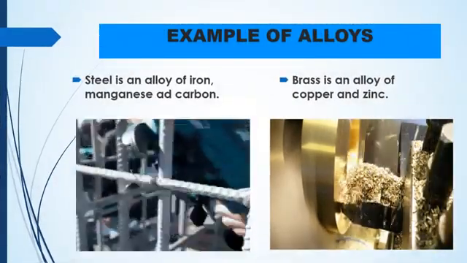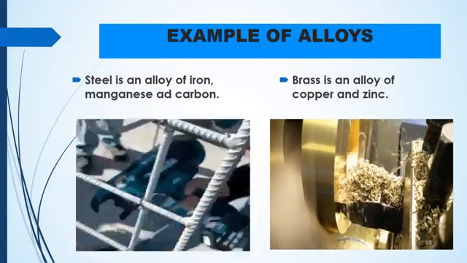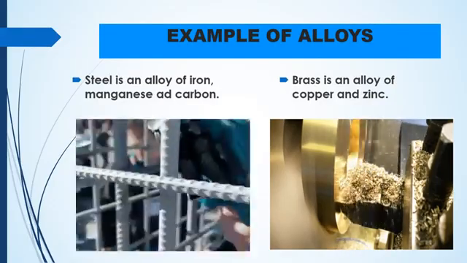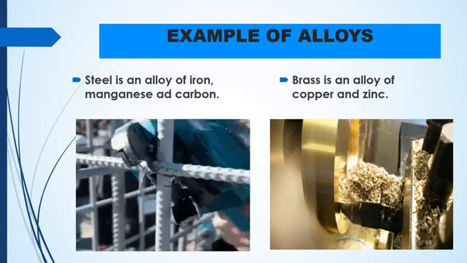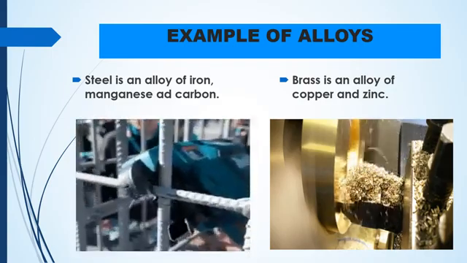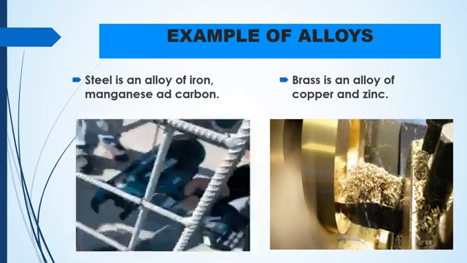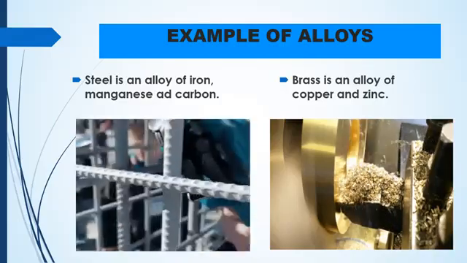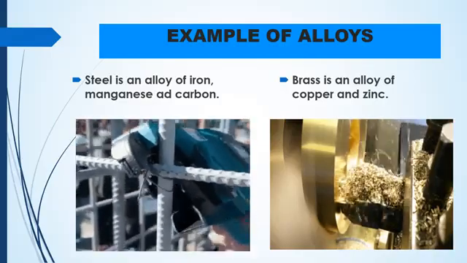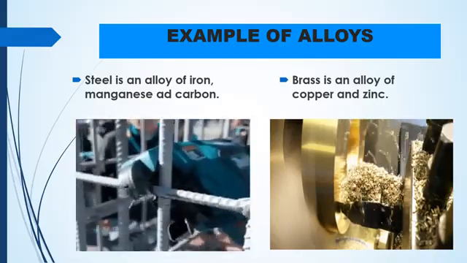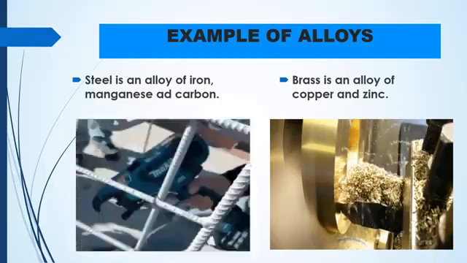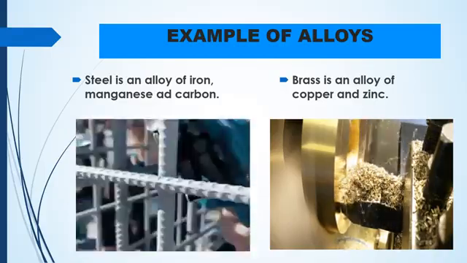Here we have an example of alloys. The first one is steel, an alloy of iron, manganese and carbon. Regularly we are using stainless steel vessels at home. Likewise, it has a mixture of iron, manganese and carbon.